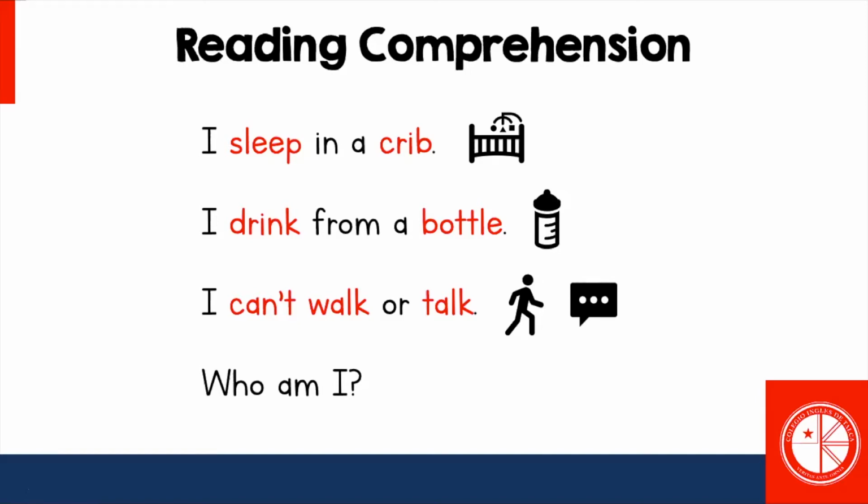Let's read the text again. I sleep in a crib. Okay, this person sleeps. I drink from a bottle. This person can drink. And I can't walk or talk. No puedo caminar ni hablar. What type of person can sleep, can drink, cannot walk or talk? And we have a baby. I have to read all the information, analyze what they are asking me, and then I can find out and draw a conclusion with what I read and what I know about what it is.